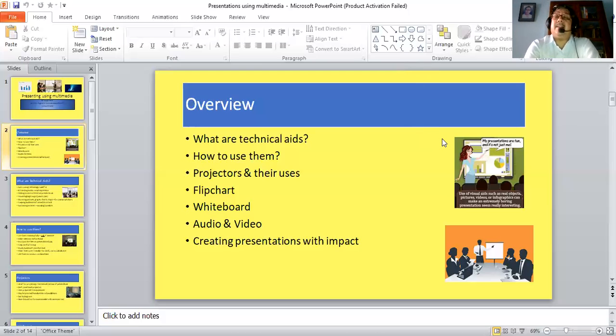The presenter's art lies not just in the impressive vocal delivery or the power of words that he or she is using before the audience, but also the way in which the presenter is building up the slides, the designing of the slides, the creation of content for the presentation with the help of slides and other technical aids. So this is something that we are going to take a look at in the course of this presentation.